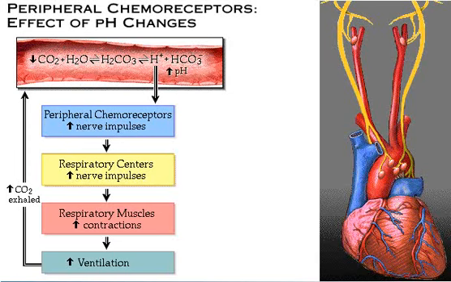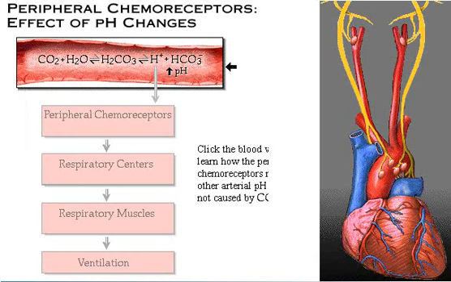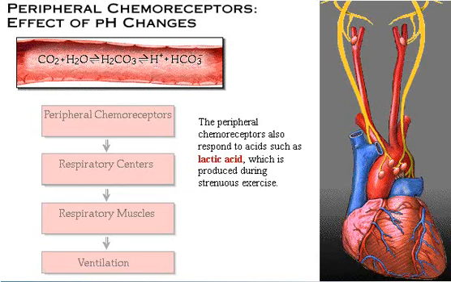to normal levels. Click the blood vessel to learn how the peripheral chemoreceptors respond to other arterial pH changes not caused by carbon dioxide. The peripheral chemoreceptors also respond to acids such as lactic acid, which is produced during strenuous exercise. Active muscles produce lactic acid, which enters the blood, releases hydrogen ions, and lowers the pH.